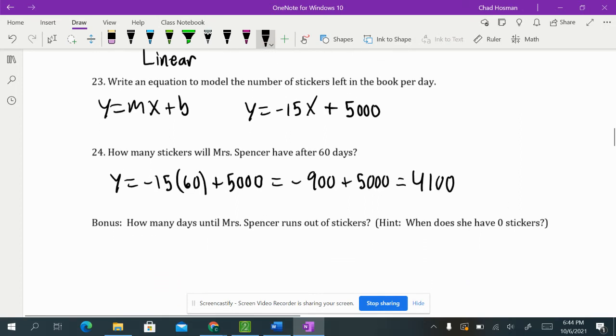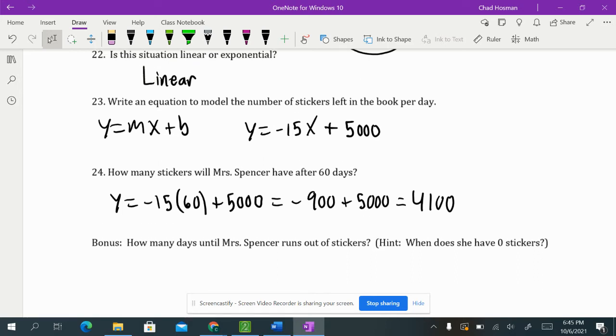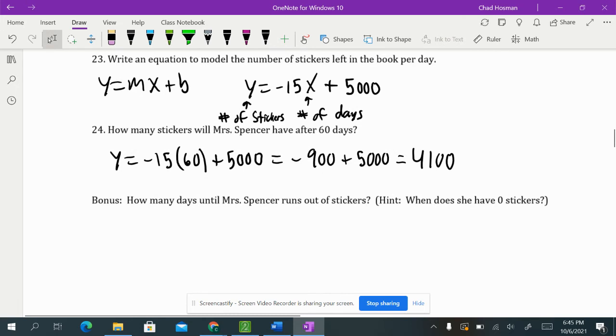All right, so bonus question. How many days until Mrs. Spencer runs out of stickers? Hint, when does she have 0 stickers? We have to think, in our equation, what represents the number of stickers, right? We know x represents the number of days, right? X is the number of days, which means y is the number of stickers. So we got to think, when is there going to be 0 stickers? So really what we're asking is, when is y going to be equal to 0?